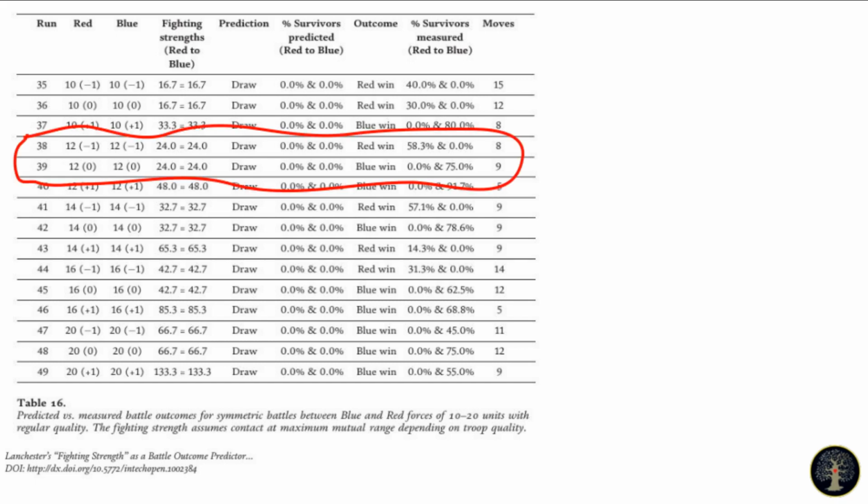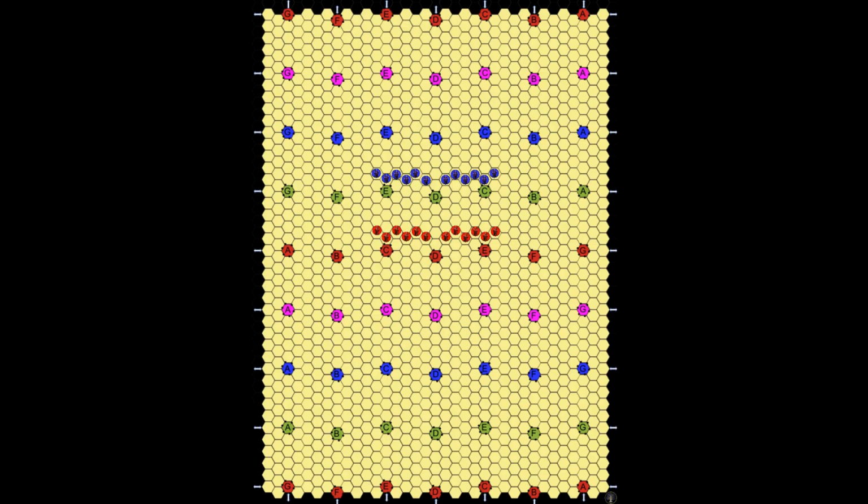Let's look at battles 38 and 39. In both battles the number of troops is equal with 12 each side. In battle 38 the troop qualities were both poor, and red wins the battle. In battle 39 the troop qualities were both average, and blue wins the battle.